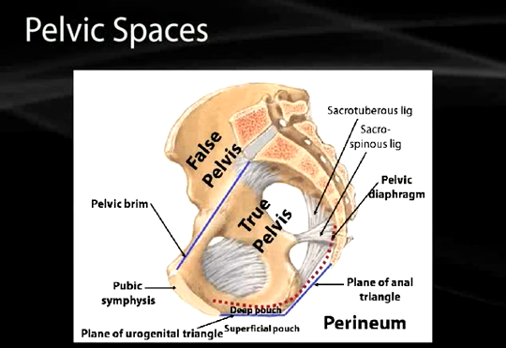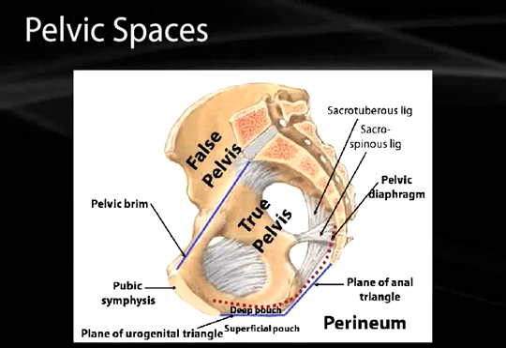So let's take a look at these pelvic spaces using this diagram. First of all, we have the pelvic inlet or brim, and above the pelvic brim we will have the false pelvis. Below the pelvic brim but above the pelvic diaphragm, shown in this dotted line, there will be the true pelvis.